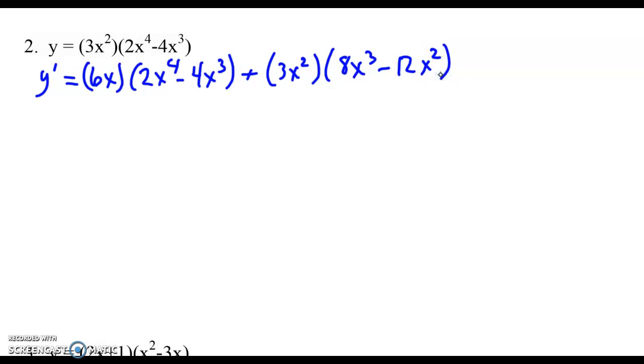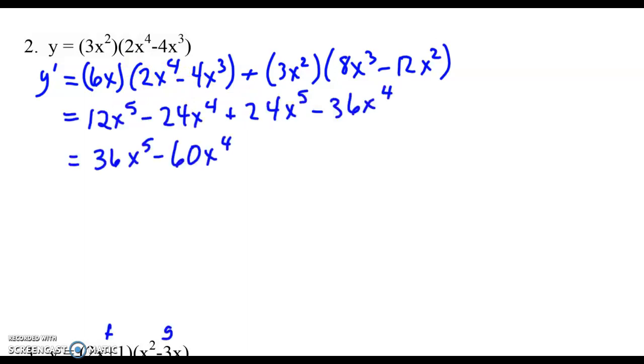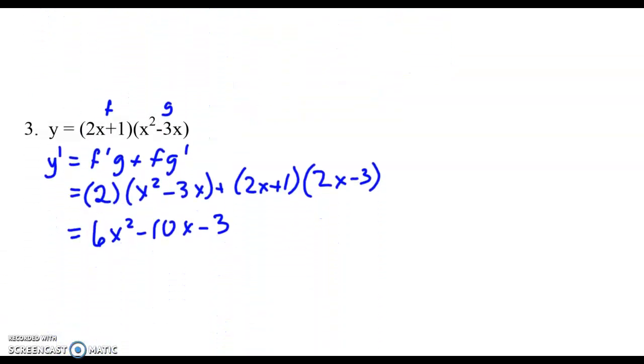Okay, we're going to multiply this out, collect like terms, and then give a simplified answer. And using the product rule, y prime is equal to 36x to the power of 5, subtract 60x to the power of 4. Okay, number 3 is very, very similar. I'm going to leave you to pause and work through that on your own. Let's move then to number 4.